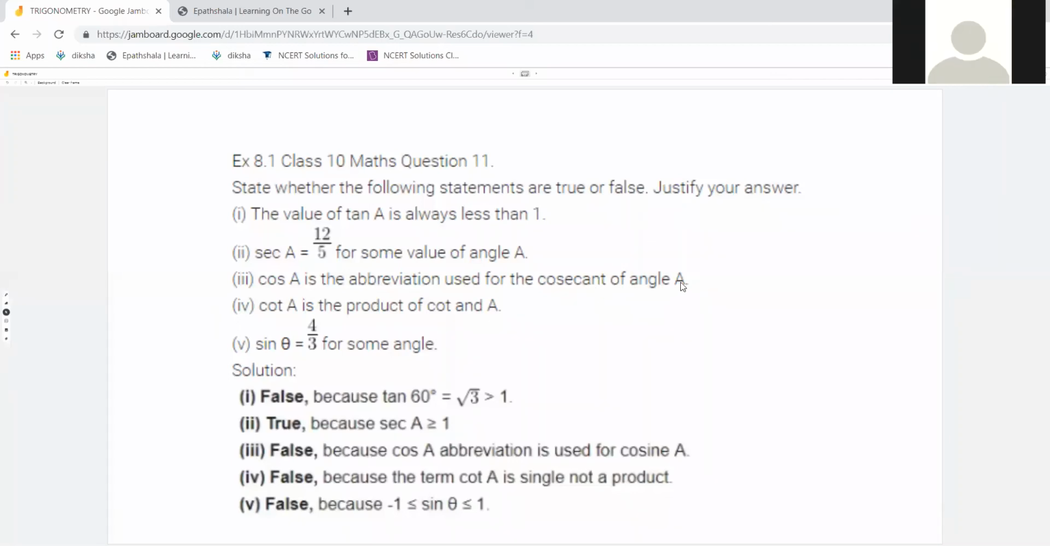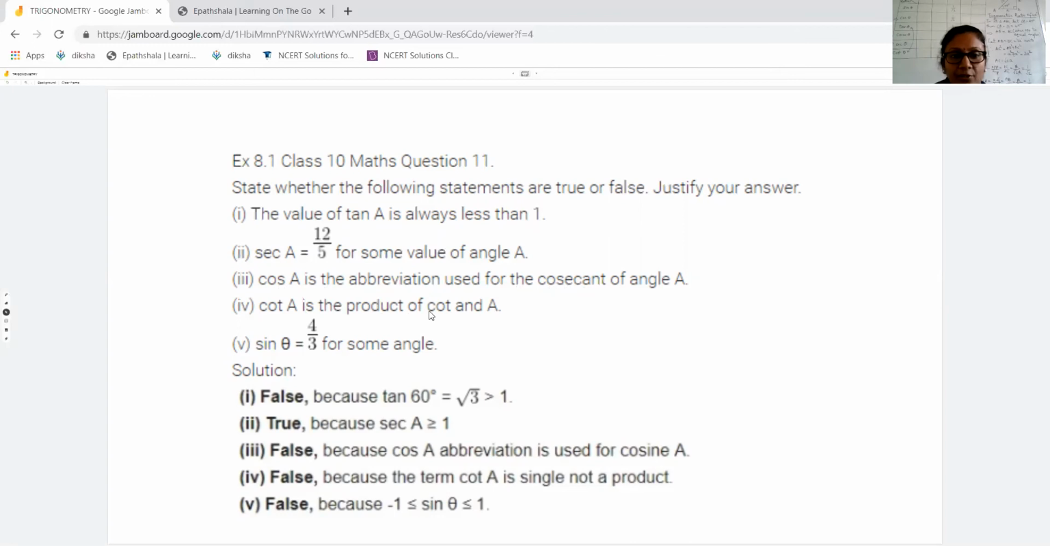Is it correct? False. Cos A is cosine of angle A, not cosecant of angle A. Cosecant is cosec A. That is the reciprocal of sine. Please be very careful. Cos A means cosine of angle A, not cosecant. Cosecant is written as cosec, C-O-S-E-C.